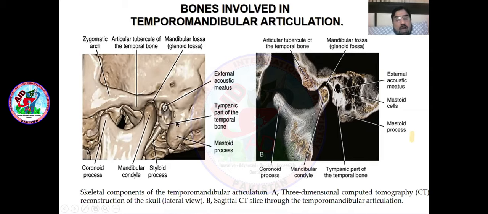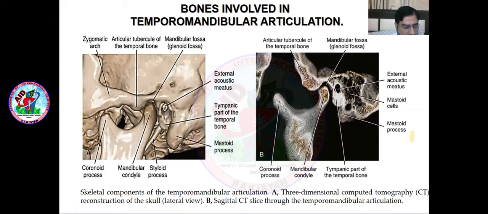But when you cut it in the sagittal plane, you will see this is the coronoid process, which is right here. That is the mandibular condyle. Right here, that is the tympanic part of the temporal bone. You see here, the tympanic part is actually a part of the internal ear. That is the external acoustic meatus. This is a wonderful bone that is called the mastoid air cell. It reduces the weight of the skull but forms the bulk of the bone.